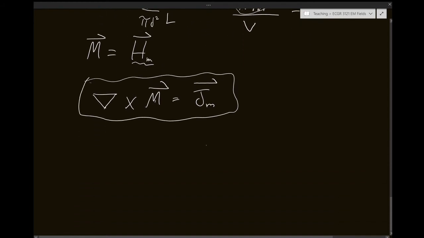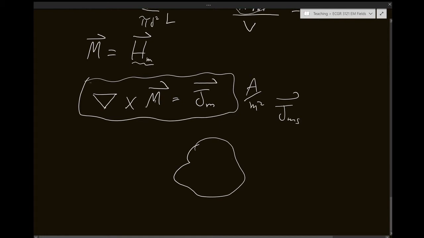Okay, what about the surface current density? Well, if I take any surface, let's look at the loops. Oh, by the way, J has units of ampere per meter squared, right? Well, the surface current density is easy, right?